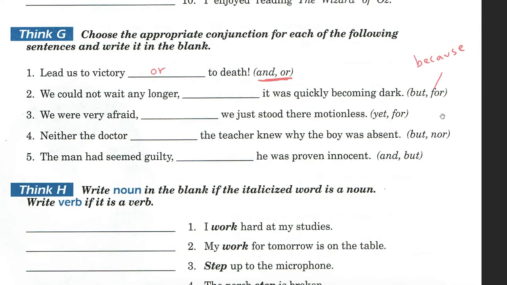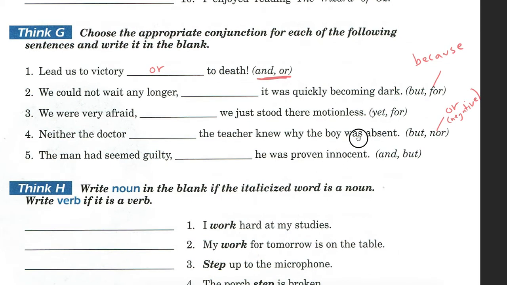Okay, and yeah, nor is also, you can think of nor as or. Usually you use it in a negative sentence, but these are definitely words that we don't use often. For, nor.